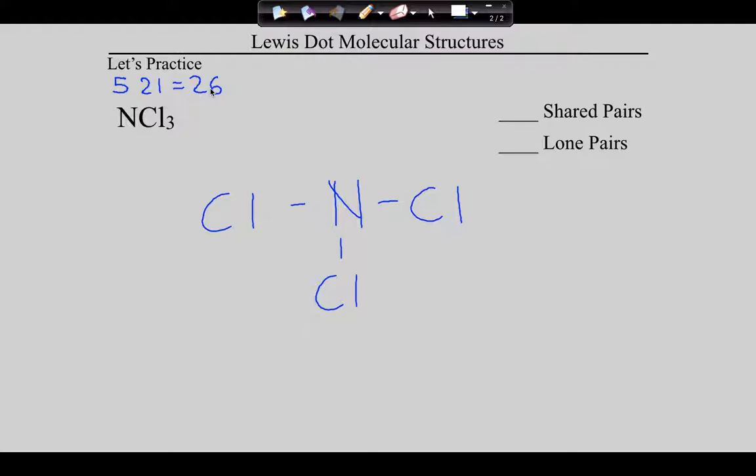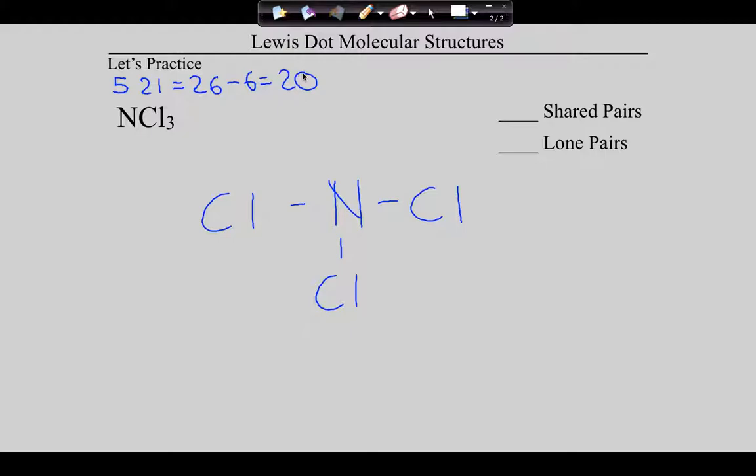So now step 3, we are going to spread the unused electrons around the molecule. But guys, we've already used some electrons. What do these lines represent? How many electrons? 2. So we've already got 2, 4, 6 on the board. So subtract the 6, and that leaves us with 20. So now, guys, step 3, we are going to spread those 20 electrons evenly around the molecule.